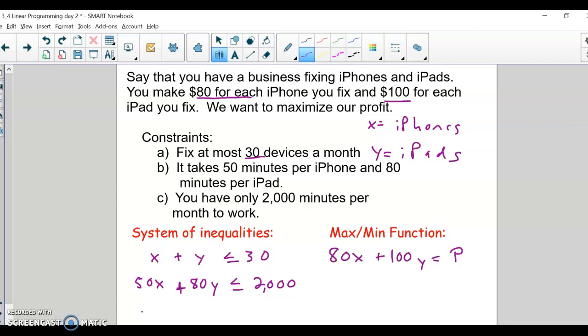Again, we could add in the other two if we want, but I'm not even going to end up graphing these because they make my graph goofy. Basically, you can't fix negative iPads or iPhones, so it'd be greater than or equal to 0 for both our variables. Next up is to graph these in Desmos and find where they overlap.